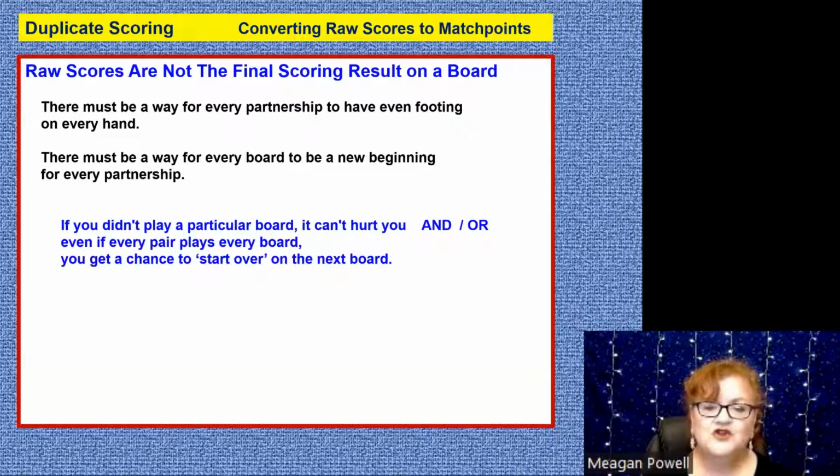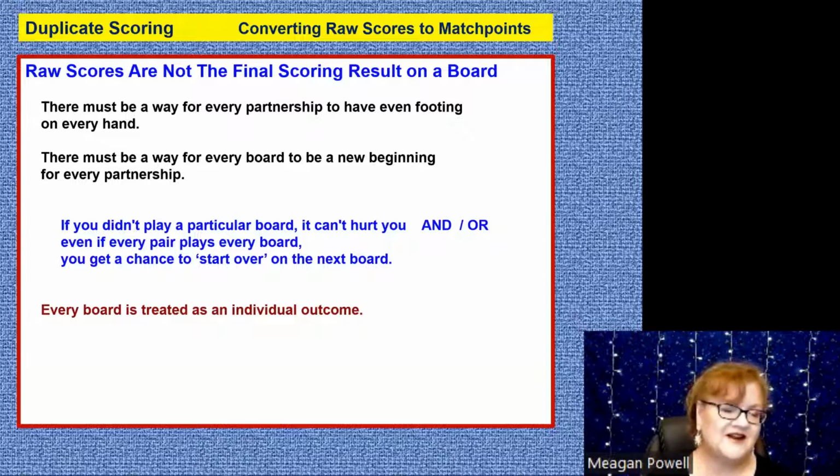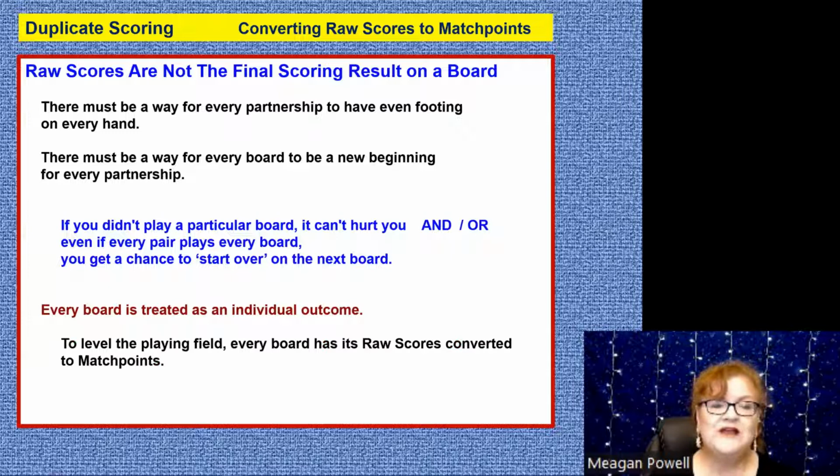All right. So the whole concept of converting your raw scores to match points is so that every board is treated as an individual outcome and that every board is a chance for everybody to start at a baseline on every single board. So it's a matter of how we level the playing field. Every board has a raw score at the end, and then it gets converted into a match point score.